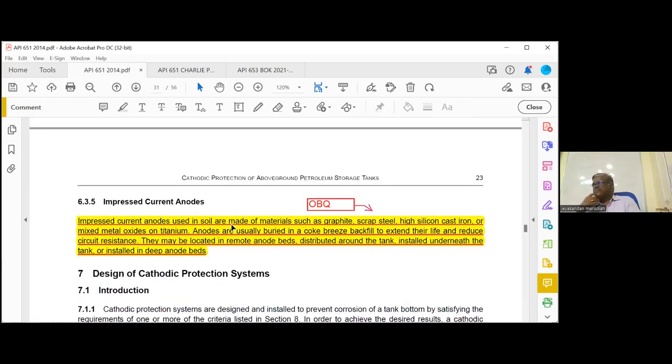Then anode. See, galvanic anodes are aluminum, zinc or magnesium. Here we can use scrap steel or high silicon cast iron or even titanium. Impressed current anodes used in soil are made of materials such as graphite, scrap steel, high silicon cast iron or metals of oxides of titanium. Anodes are usually buried in a coke breeze backfill to extend their life and reduce circuit resistance. They may be located in remote anode beds, distributed around the tank, installed underneath, or installed in deep anodes. This is open book question.